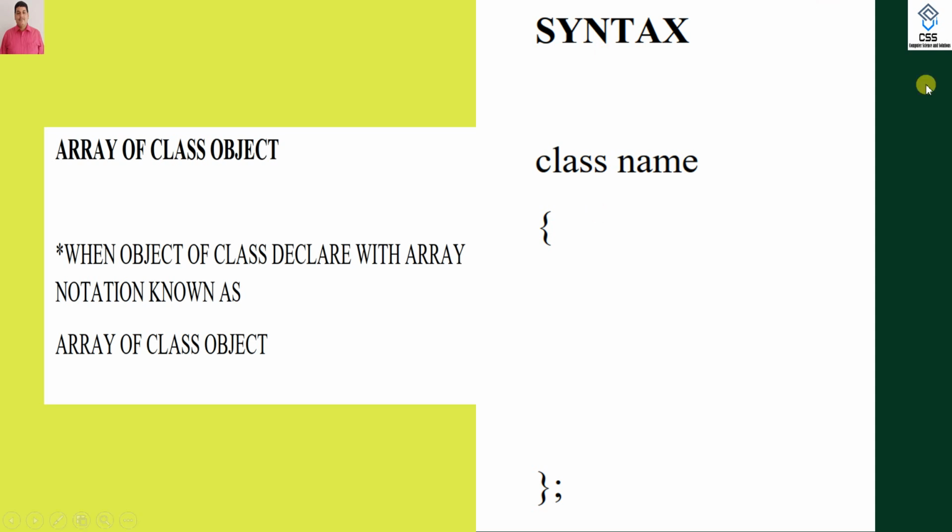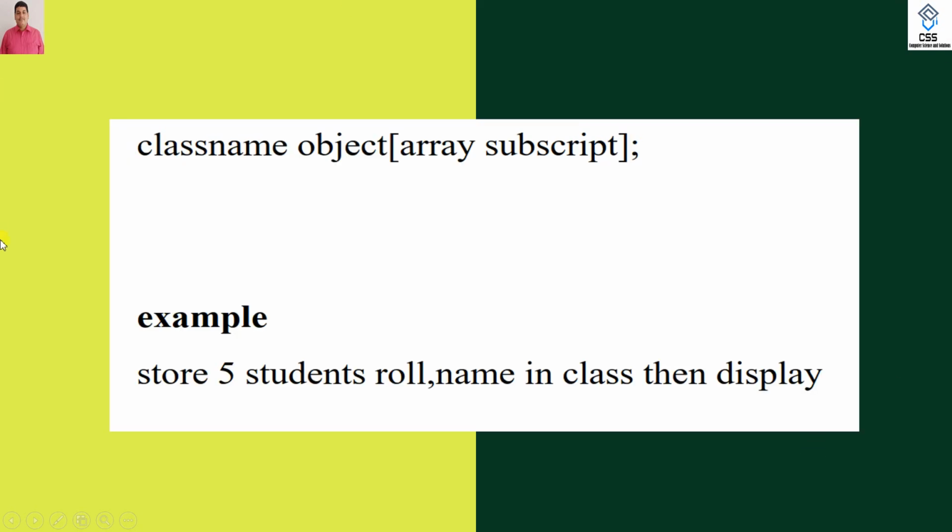How do you declare it? Class name followed by its attributes, members and methods. The class is ended with a semicolon. The class is defined. How is the object declared as an array of class objects? Class name, object followed by a subscript value. The subscript value will represent how many records are to be stored. If there are 5 records, if there are 3 records, if there are 100 records to be stored. It means one object as array type that can store more than one record of a specific type.